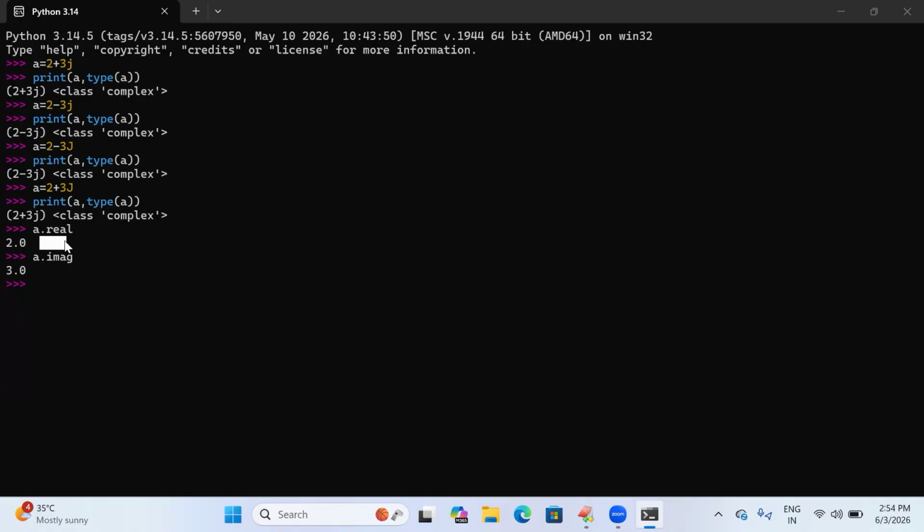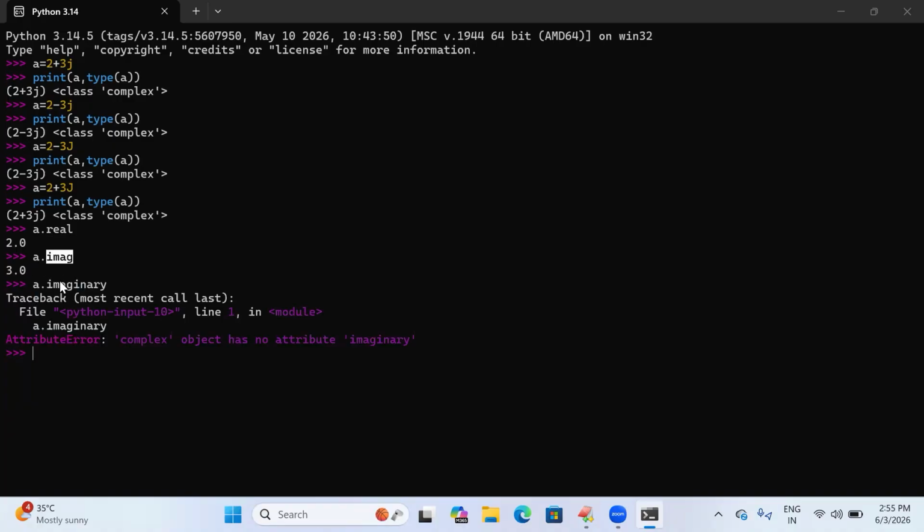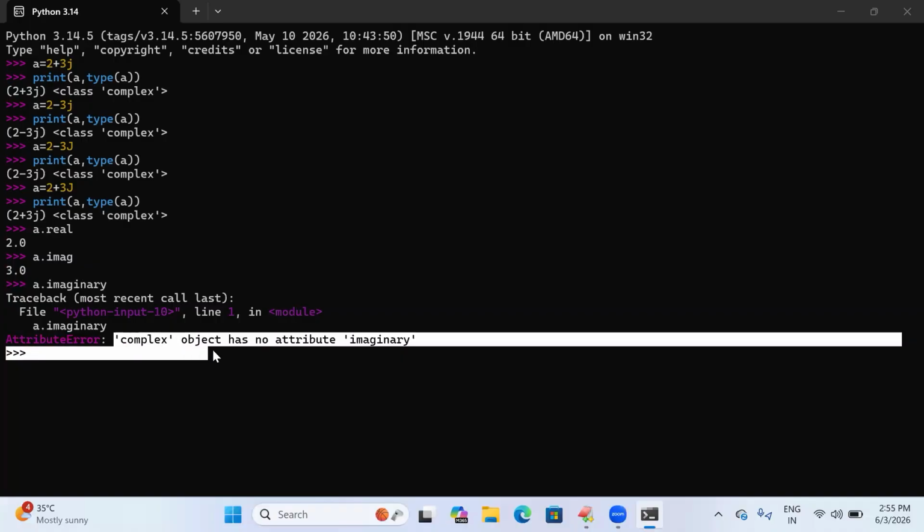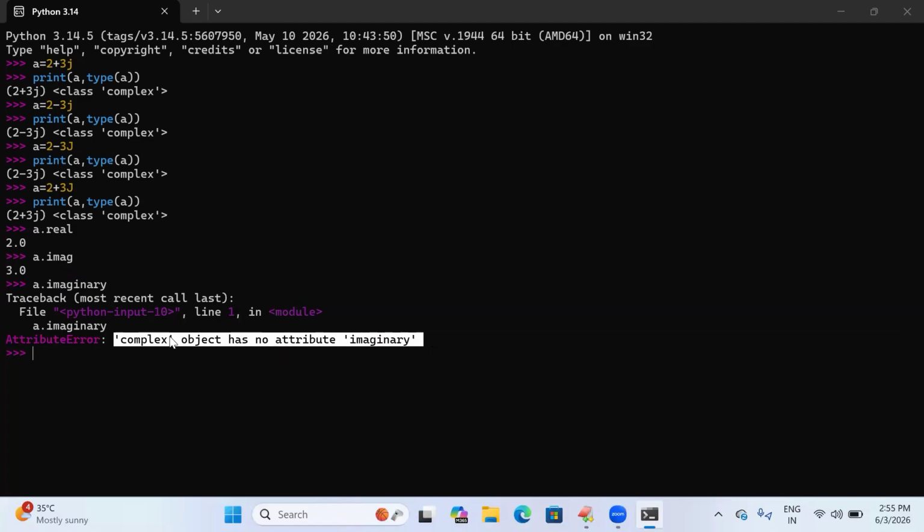So these are real and imaginary attributes. In the place of imag, if I mention imaginary, then it throws an attribute error. So what is an attribute error? It means the complex object has no attribute called imaginary. So we have a complex object, right? Complex object means A. There is no attribute called imaginary.